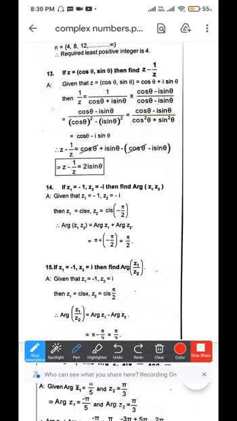Now, after subtracting, the minus cos theta gets cancelled out, and we get sin theta plus i sin theta plus i sin theta, that will be 2i sin theta.